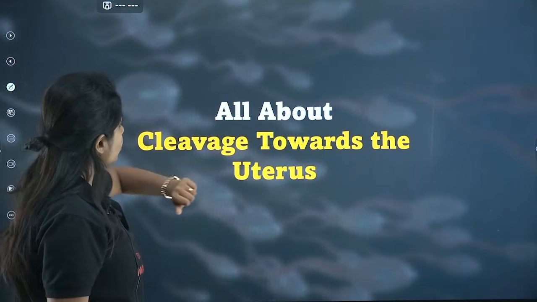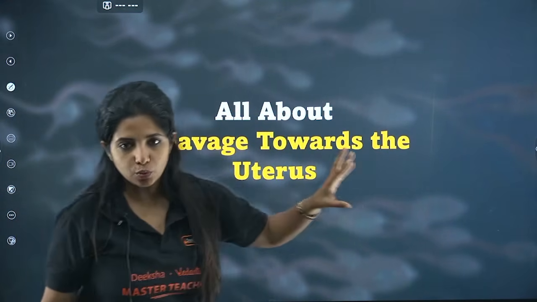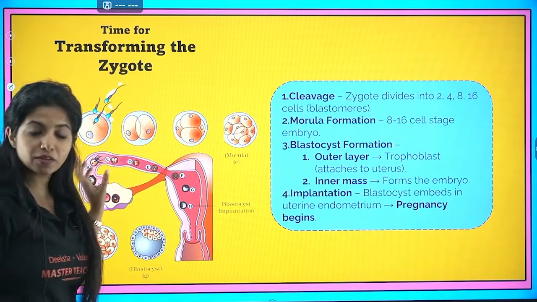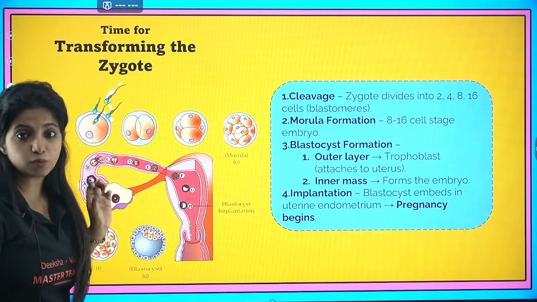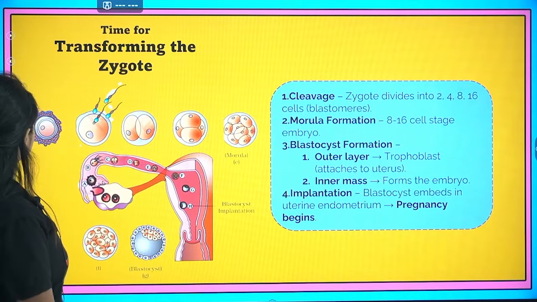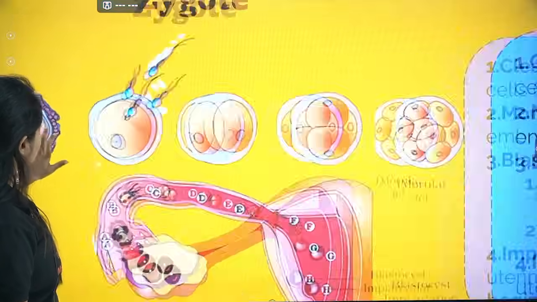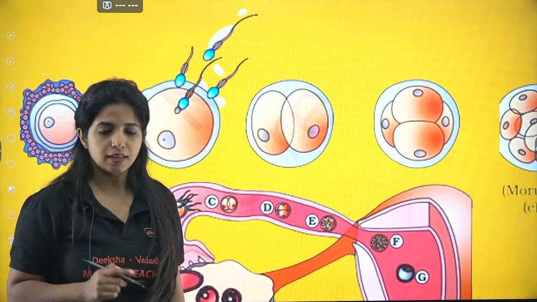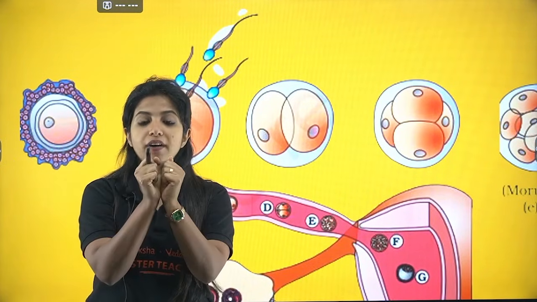Cool. Now we see the cleavage towards the uterus, as in the movement of the zygote towards the uterus. This process is known as cleavage. So basically what is happening, you have a single-celled zygote over here, right? This single-cell zygote which is being formed has one nucleus. This zygote is going to divide into two cells.